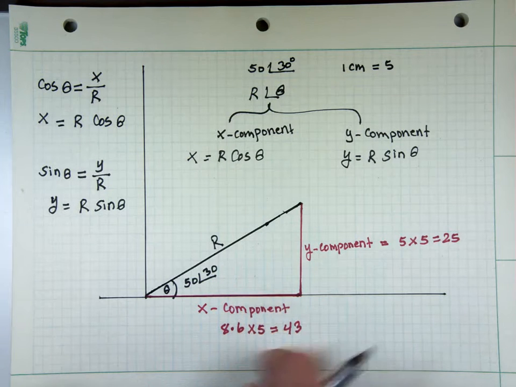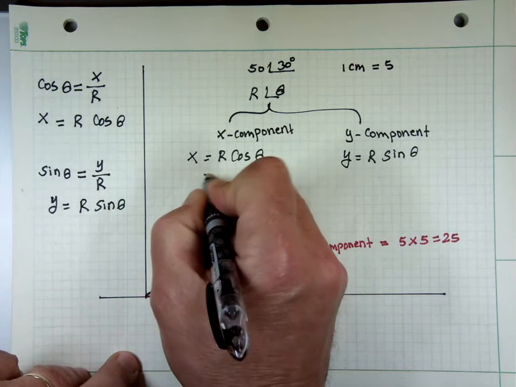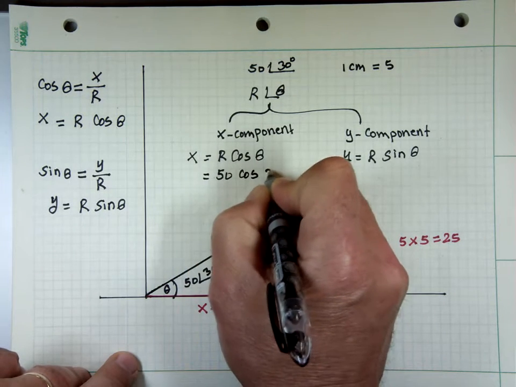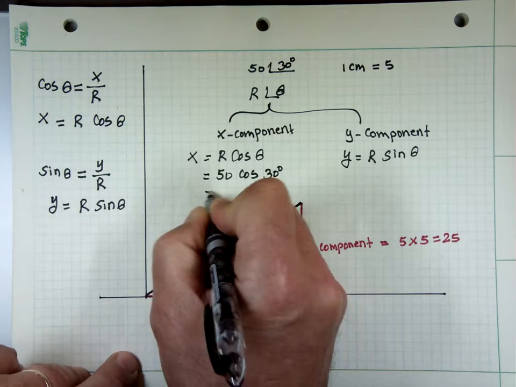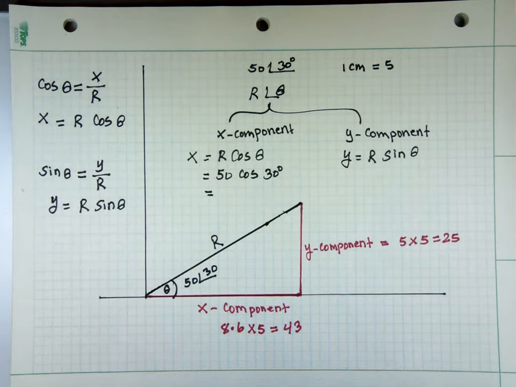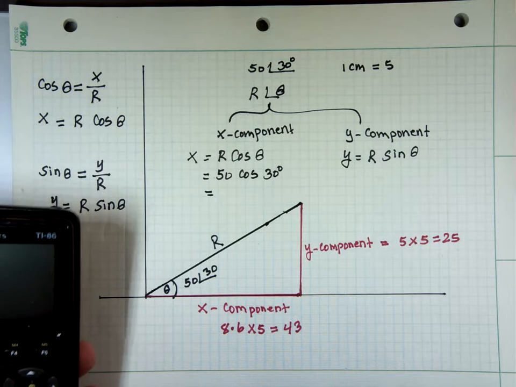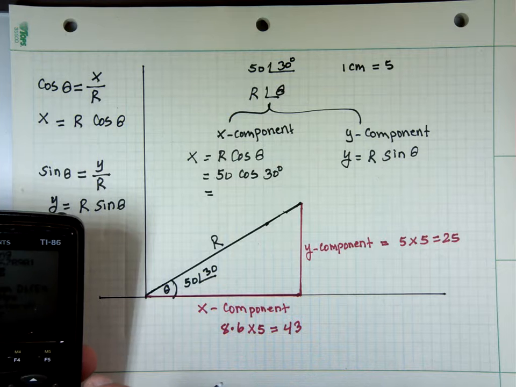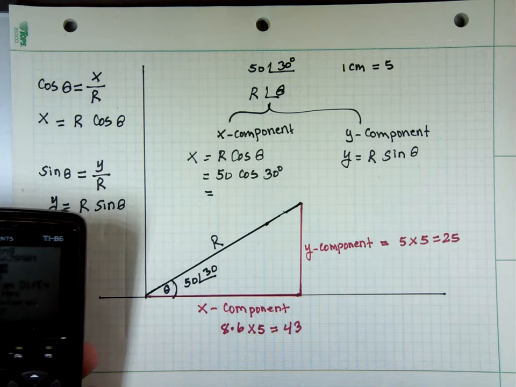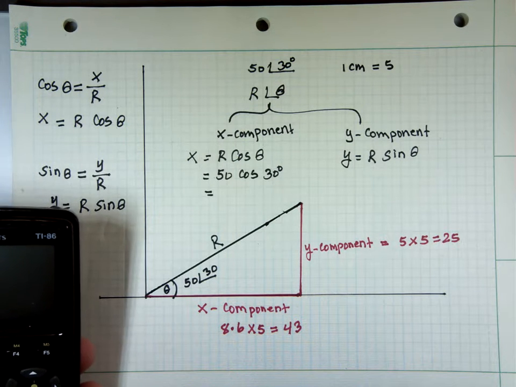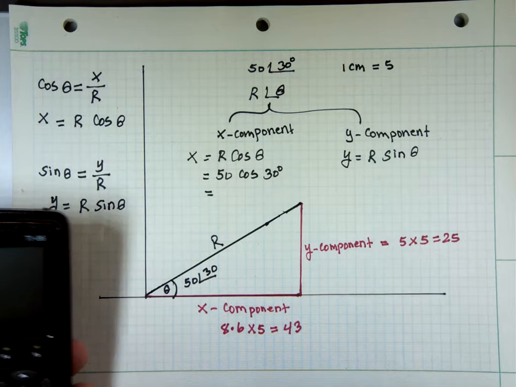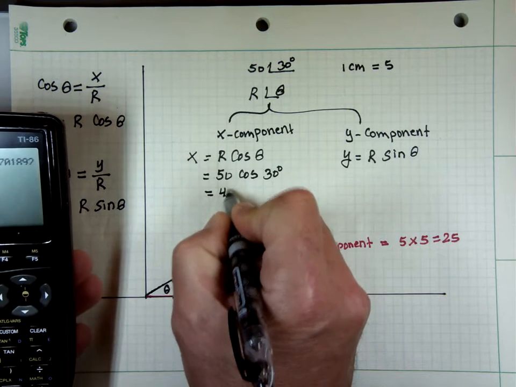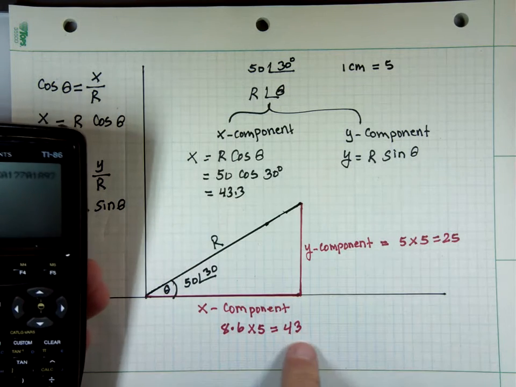Let's see if we did this correctly. My r here is 50, and theta was what? 30 degrees. Make sure you calculate in degree mode. So put your calculator in degree mode. Mode, first things first. I have to make sure I'm in the right mode. I am in degree mode on my calculator. So 50 times the cosine of 30 degrees. And it says 43.3. What did we get? 43.